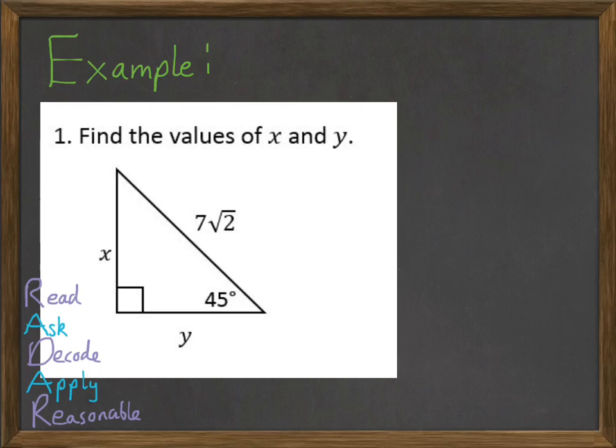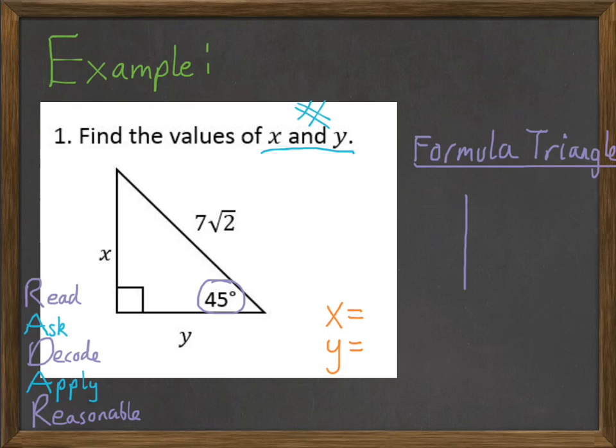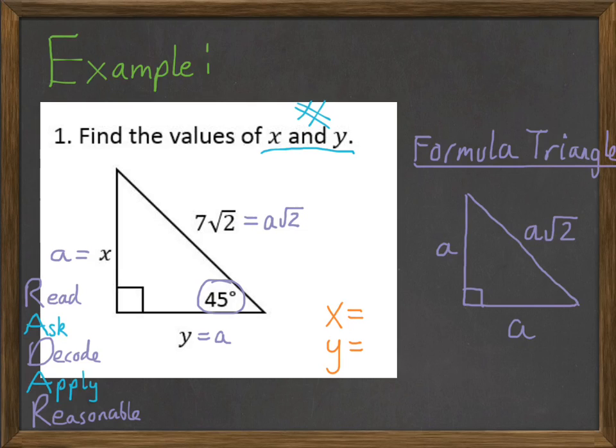Great. Pretty simple. It's asking for x and y. So I'll put x equals and y equals down in my workspace. In decoding, I pay attention to the details of the problem that help me know how to solve it. Because I noticed the 45 degrees, I know I'm going to need to compare this to the formula triangle. In using the formula triangle, I'm going to copy the formulas onto the question. So that side was A, so I'm going to put equals A next to it. That side was also A. This side has a formula of A square root of 2.